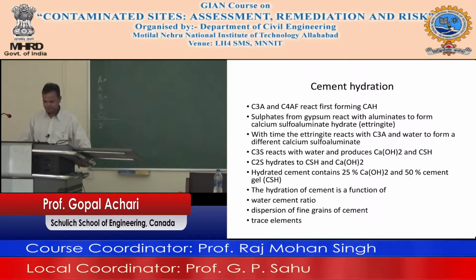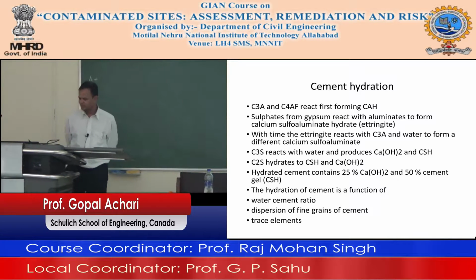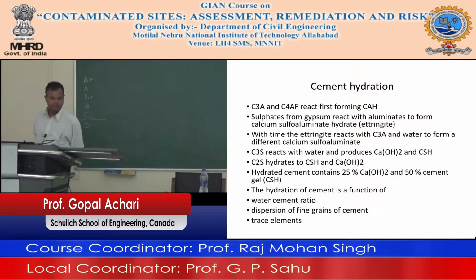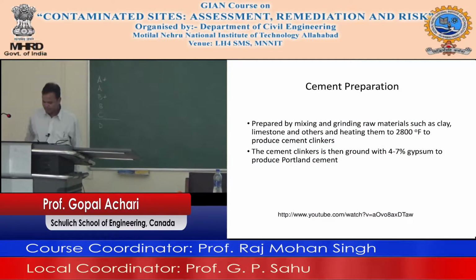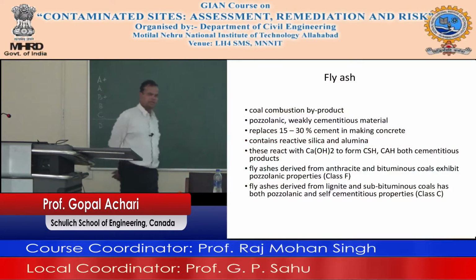Okay. So this is prepared by mixing and grinding raw materials such as clay, limestone, and others, and heating them to 2800 degrees Fahrenheit to produce clinkers, and then you add 4 to 7% gypsum. Okay, I'm going to skip this video here. Okay, so keep that in mind. So that's cement. Okay, we all know what cement does.